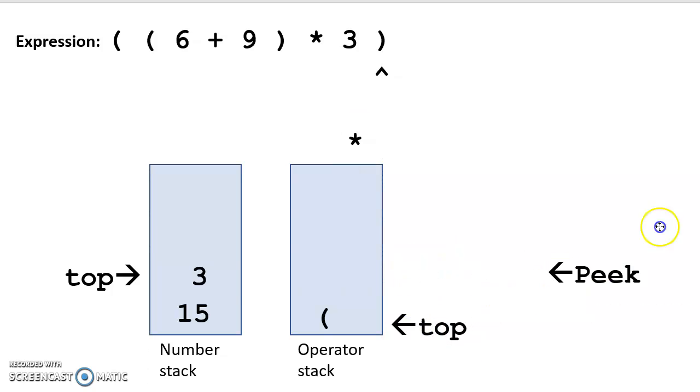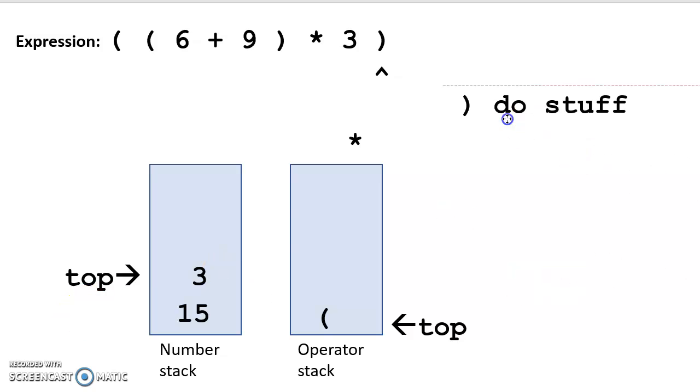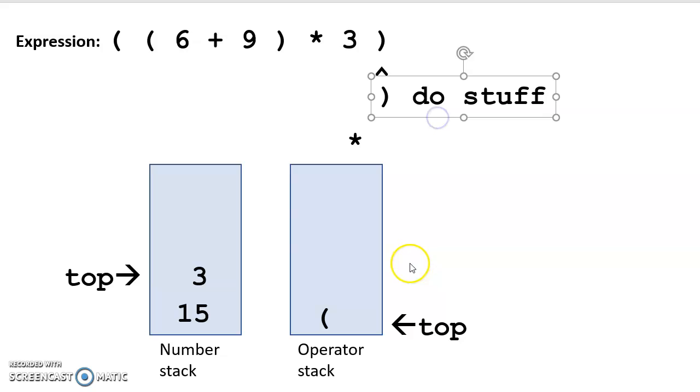Let me just push this peak off. We're actually doing stuff. Oh, I forgot to put my do stuff part here. So we're doing stuff. Actually, maybe I should just back up a little. Yeah, it's a train wreck. Let me just keep going.